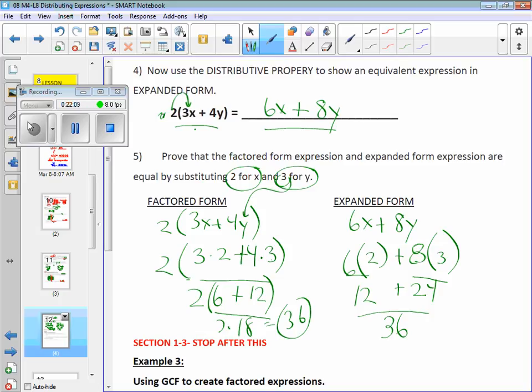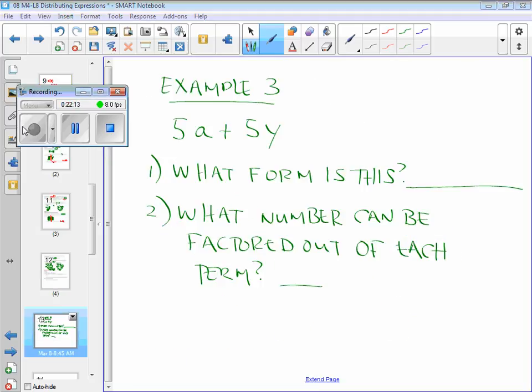Remember that, guys. This 5a is called a term. 5y is a term. What form is 5a plus 5y? What form is that in? So it is. Everybody agree? We are in expanded form right now. Very good.